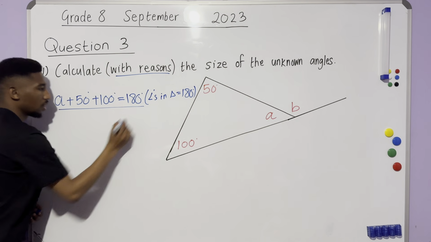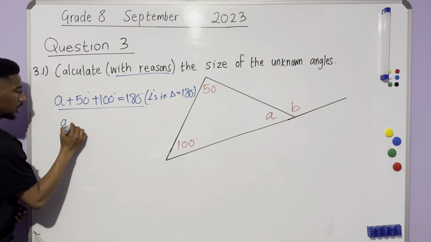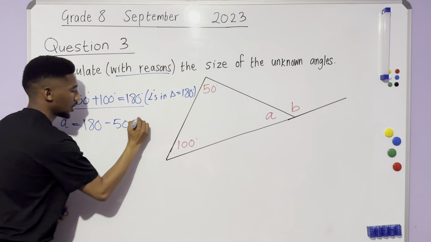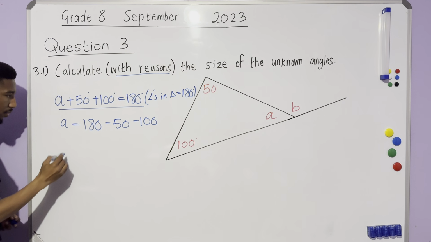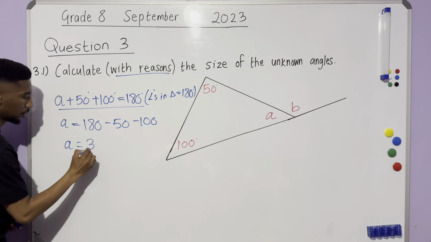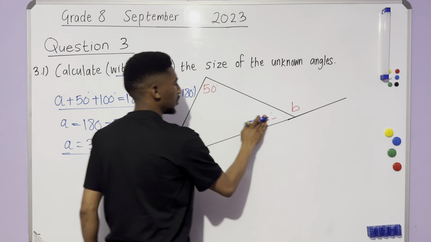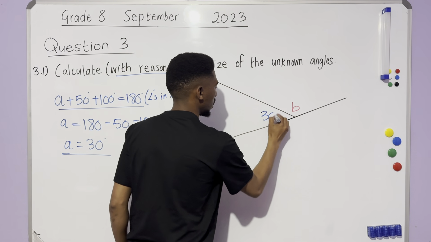Then from this again you have an equation. A is equal to, you're going to write the inverse of 50 and 100, and A is equal to 30 degrees. You can replace this A with 30 degrees.